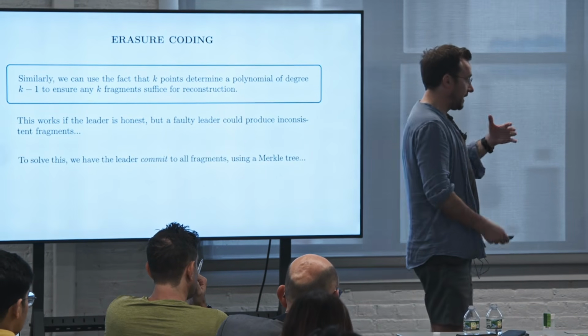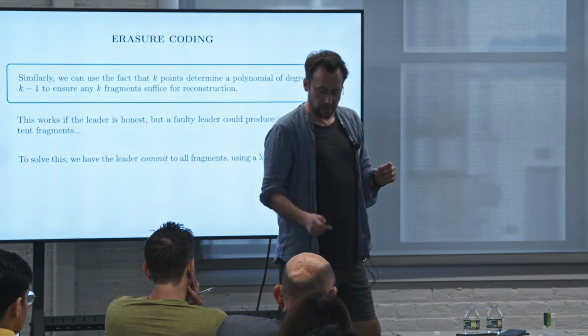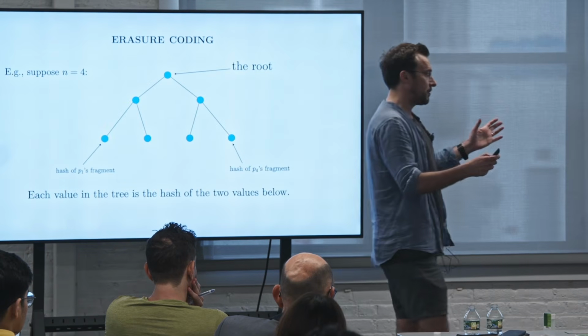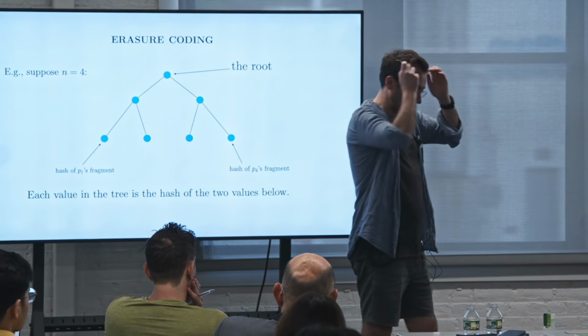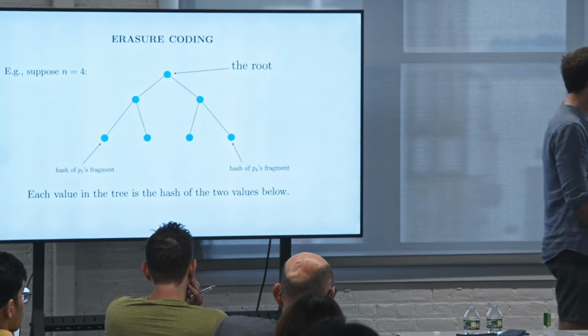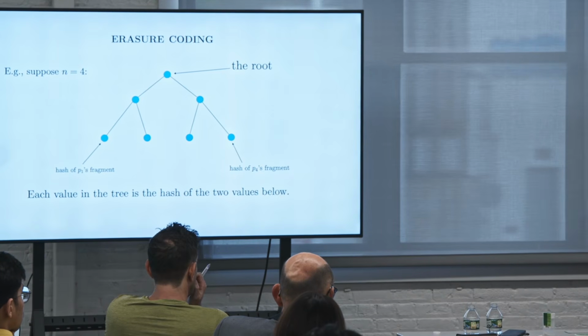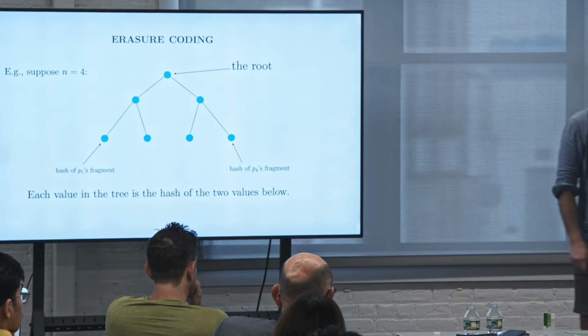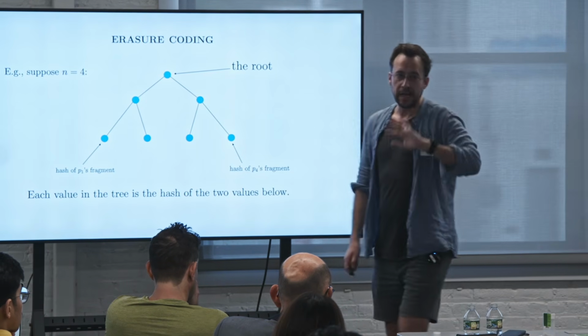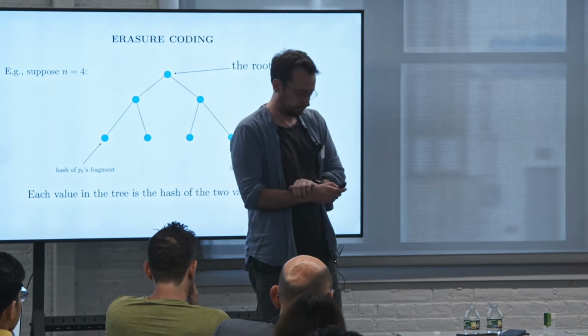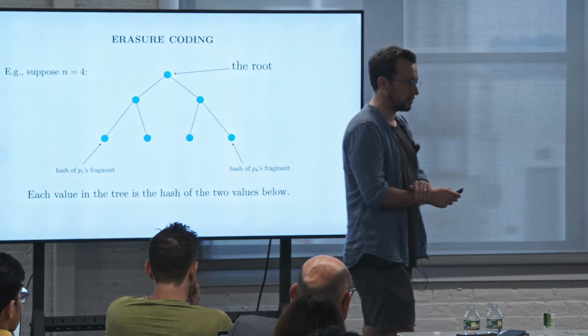Okay, so to solve that, we just have the leader commit to all fragments using a Merkle tree. And you have to construct this tree, but you're not going to send this tree out to everybody. Right? It's just something you construct yourself. So how do you do that? You take the hash of P1's fragment, hash of P2's fragment, and so on. Construct the Merkle tree, so each point in the tree is the hash of the two values below, and that gives you a root. Okay? When you say you, you mean the leader here? The leader's doing this, yeah.